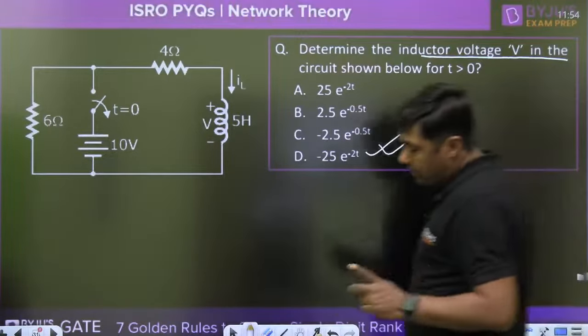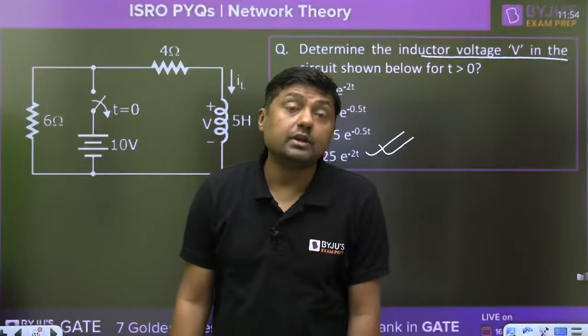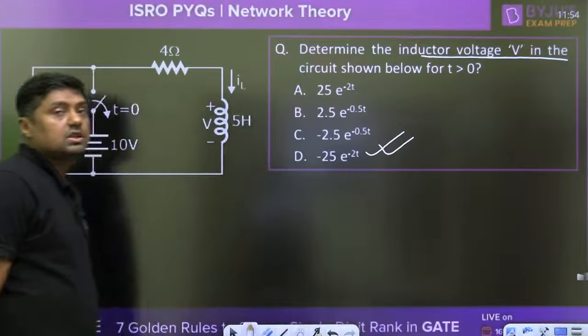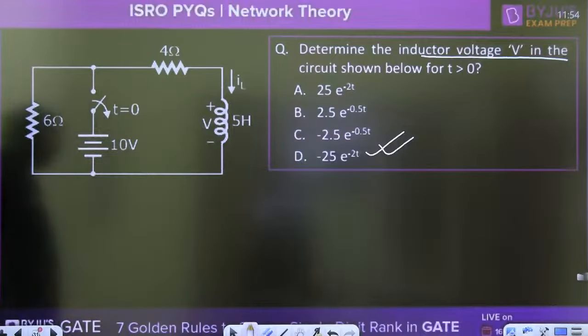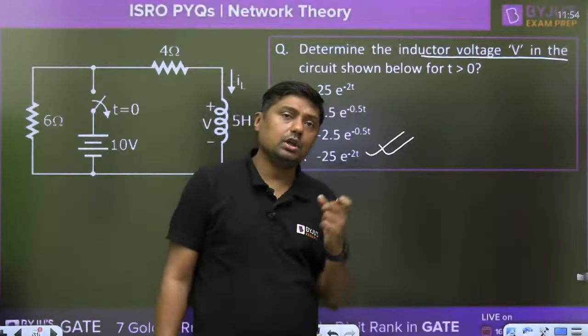Remember, inductor does not allow sudden change of current, but capacitor allows the sudden change of what? Voltage. It can allow the sudden change of voltage. And the initial voltage is not required. What is required here? Equation.